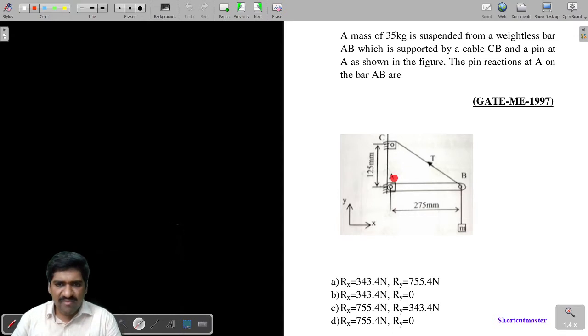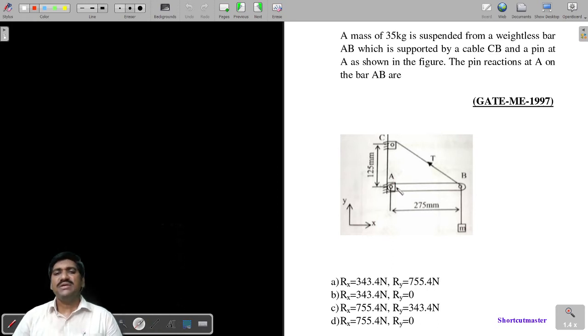Here we have a pin connection, here we have a pin connection, and here is also a pin connection but it is not required for us. Along with the pin we have a string connected like this. Now we have to calculate the reactions at point A.